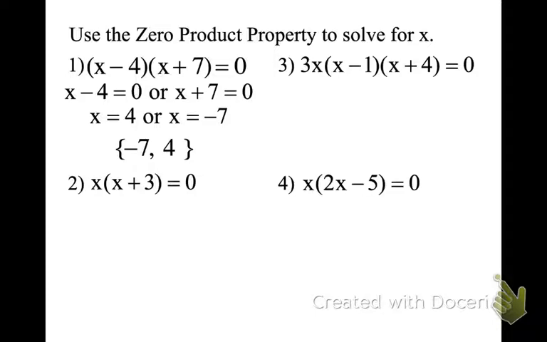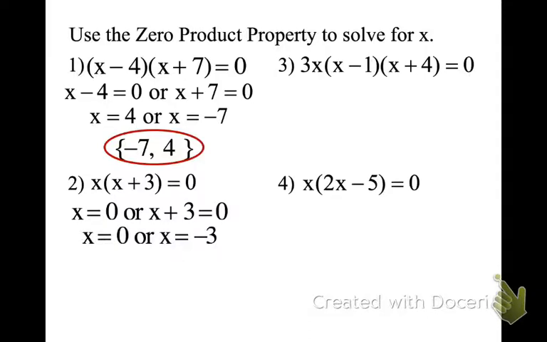Okay, let's check our work on number 2. I set x equal to 0. There's no work for that. And x plus 3 equals 0. Now, in the next step, I don't need to see you subtract 3 from both sides. You understand? If it's a one-step method, you can just tell me x equals negative 3. If it's 2-step, I want to see the math. So my solutions for number 2 were 0 and negative 3.